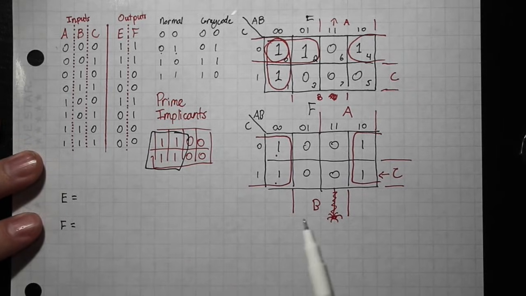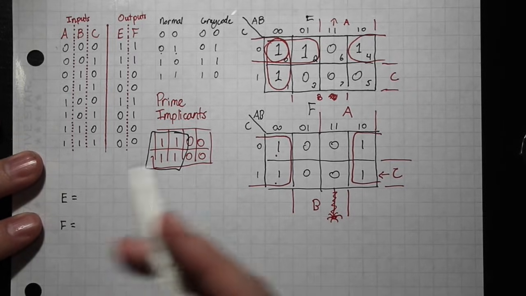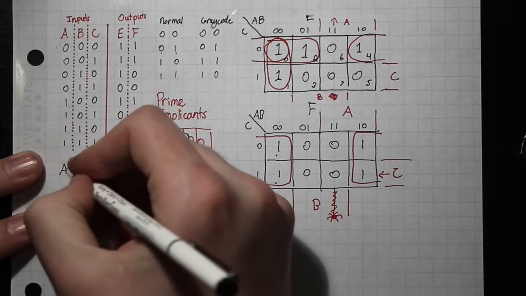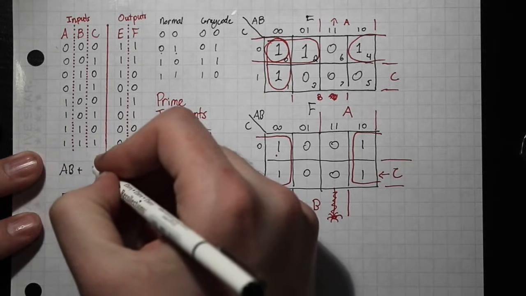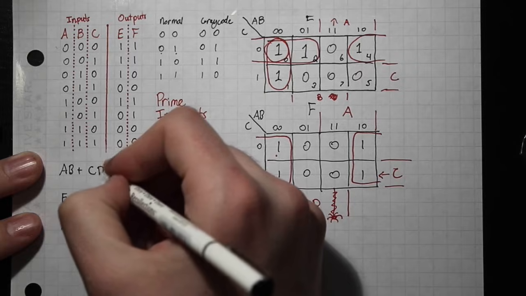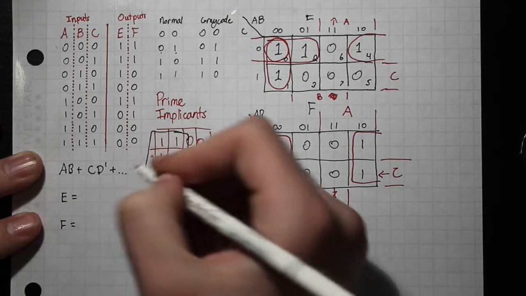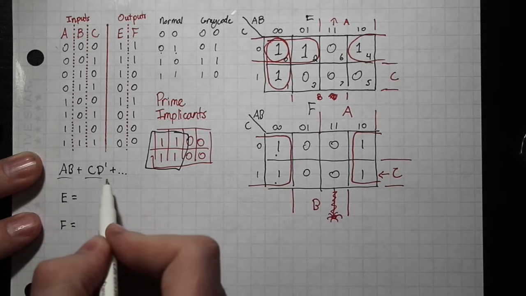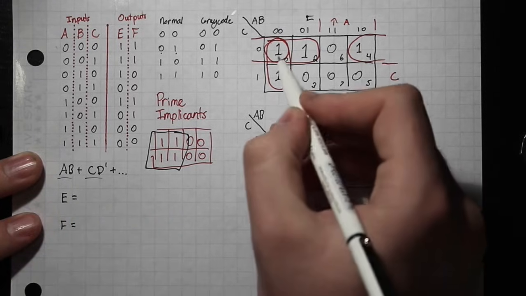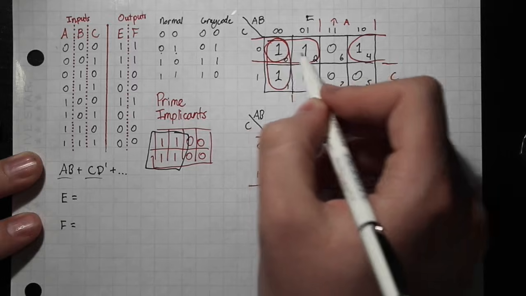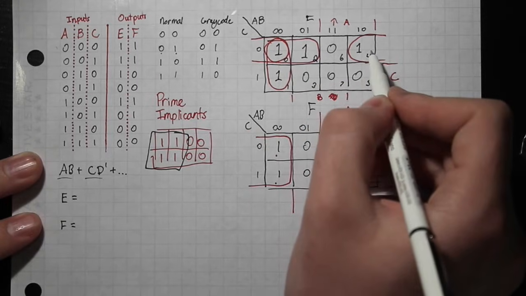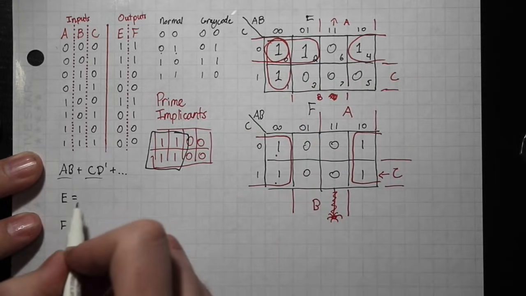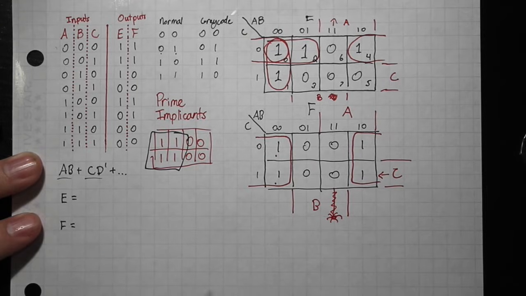If you remember sum of products form, this is sort of like that, where we have, like, A B plus C D naught plus whatever. We're going to follow that general form. So each implicant is going to map to each term here. For E, we have 3 implicants. We have this grouping of ones, this grouping of ones, and this grouping of ones. And it's going to map to 3 terms. So let's go ahead and do that.